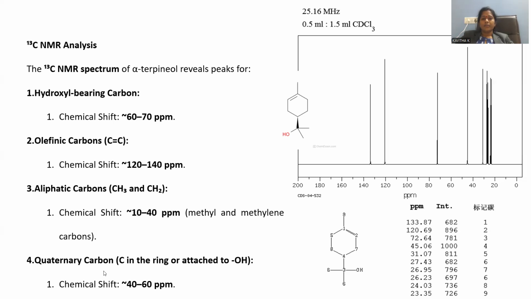The quaternary carbon is also there. Quaternary carbon means the carbon where we have four bonds around it. That is called a quaternary carbon. The carbon holding the hydroxyl is a ring carbon, in the ring and attached to the OH. Here, how many are there? The carbon within the ring.